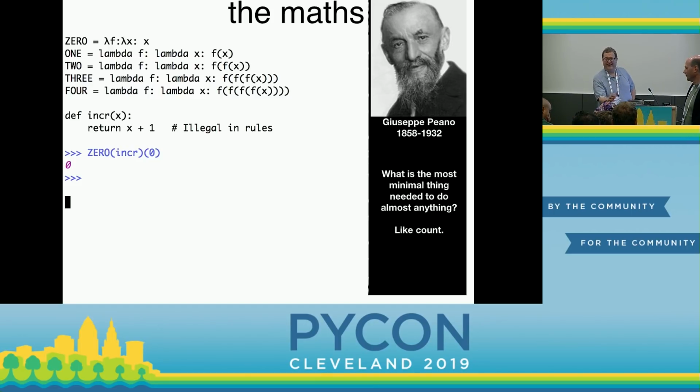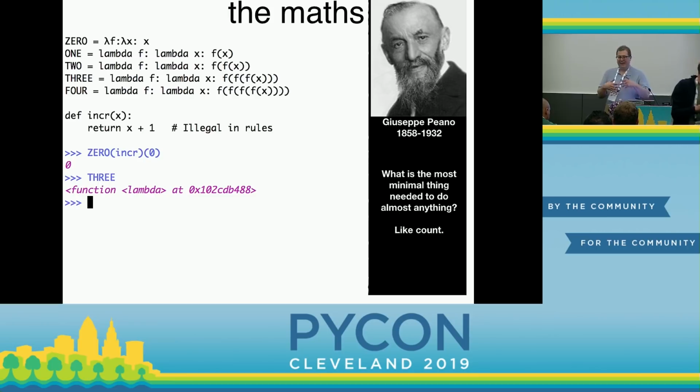So it's impossible to implement numbers without the incr function, right? The incr function is a Python thing used only for illustration. The strange thing is, if you look at 3, it just comes back and says, I'm a lambda function. It's purely abstract. The concept of 3 is a function that does something 3 times, and in order to see the effect of it, I have to provide a function for it to look at.